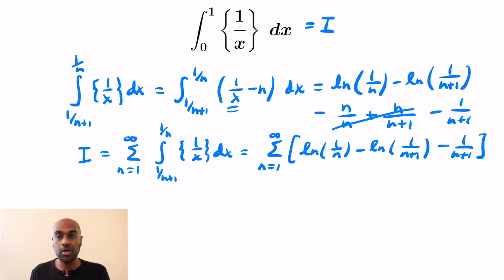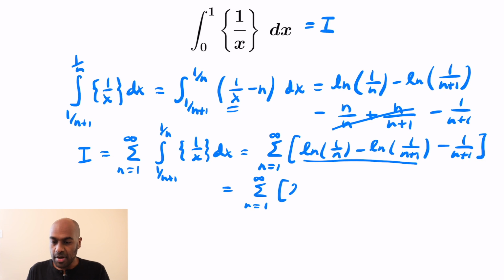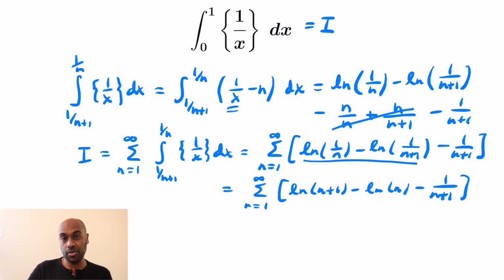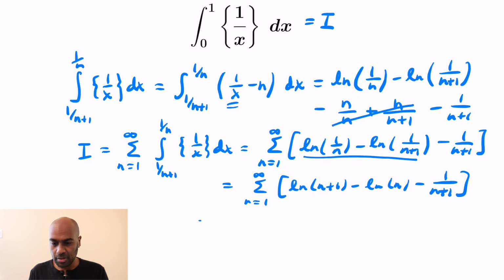Okay, so now we've expressed our integral in terms of a sum, and that was afforded to us by breaking up this fractional part, looking at its floor, and then comparing. All right, so first let's deal with this natural logarithm part. So this can be written, by doing the reciprocal, ln of 1 over n is the same as negative ln of n. We can write this as ln of n plus 1 minus ln of n minus 1 over n plus 1.